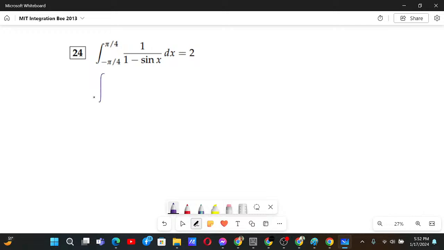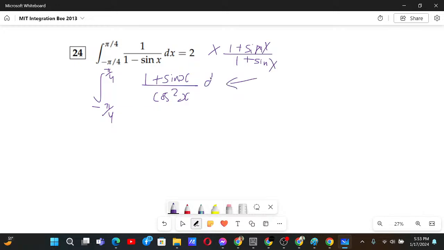Yeah. Okay. Now, from minus pi by 4 to pi by 4. This can be written as (1 plus sine x) by (1 minus sine square x), that's cos square x. Actually, I multiplied the numerator and denominator by 1 plus sine x. I did this, so that's why I got the following expression, dx. Now this will be the integral from minus pi by 4 to pi by 4 of sec square x plus sec x tan x dx.